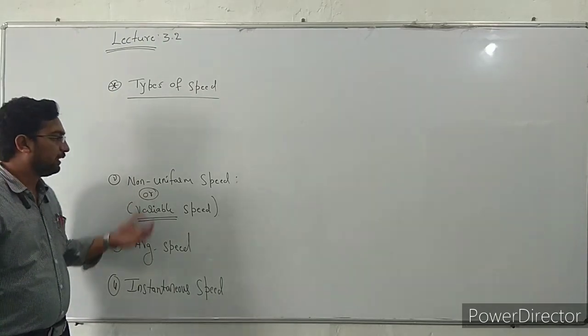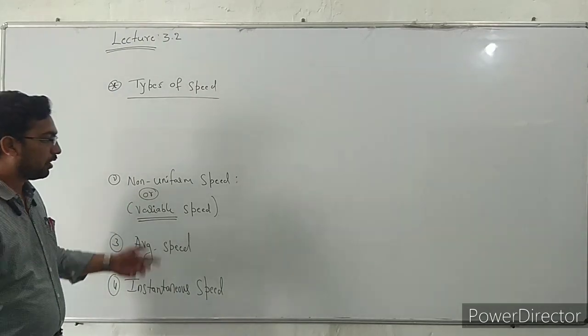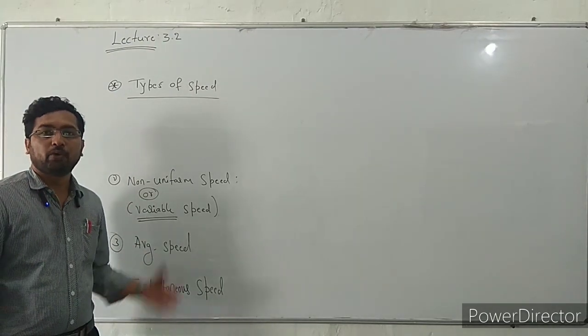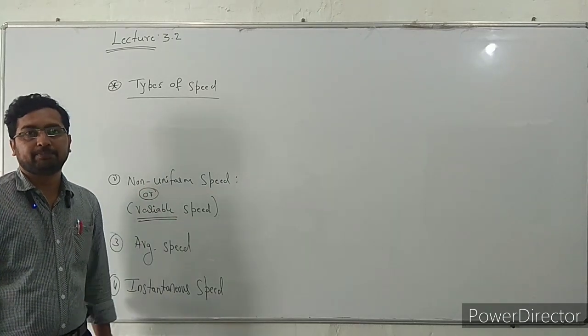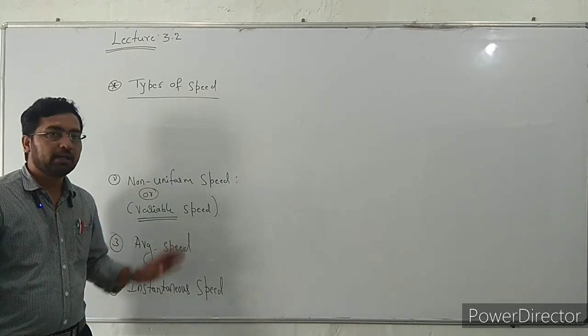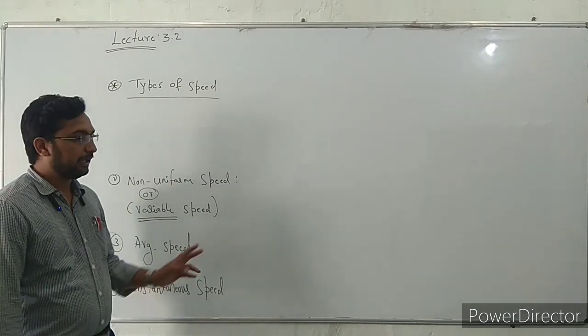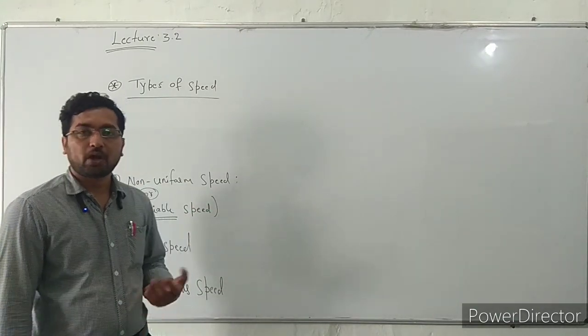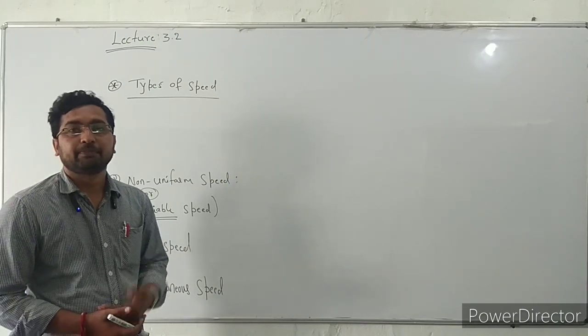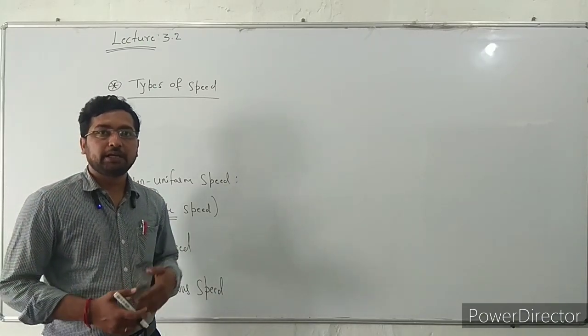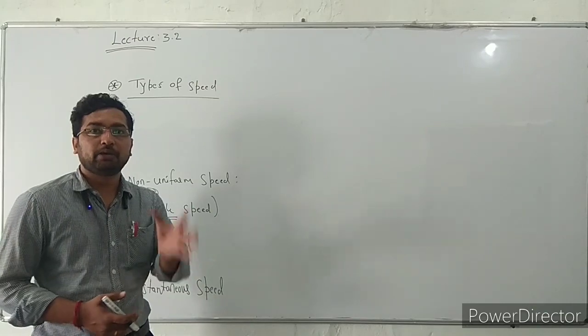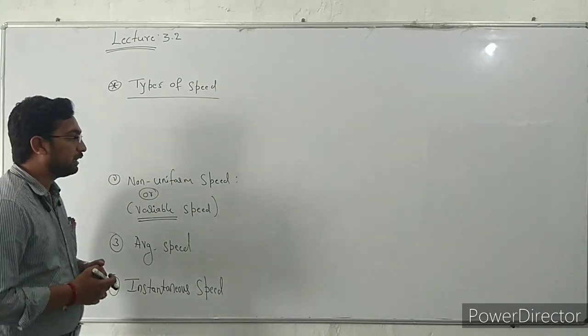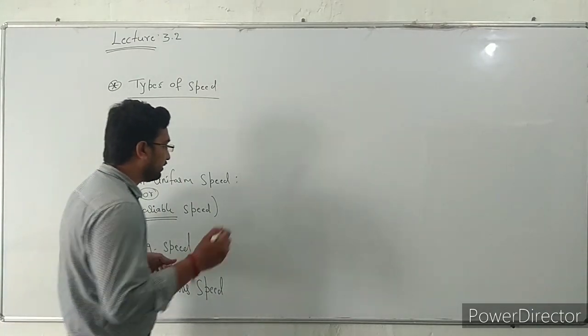Okay, the next one is non-uniform speed or variable speed. So what do we mean by non-uniform speed? An object is said to move with non-uniform speed or variable speed if it covers unequal distances in equal intervals of time.